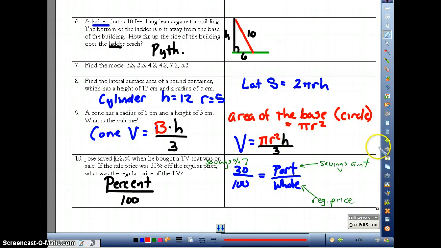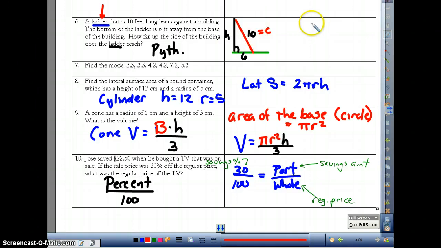Number 6, a ladder. Hey, there's a clue word right there. A ladder that is 10 feet long leans against a building. The bottom of the ladder is 6 feet away from the base of the building. How far up the side of the building does the ladder reach? Okay, if it's leaning, it just made a right triangle. I'm going to use the Pythagorean theorem. A squared plus b squared equals c squared. My longest side, my hypotenuse, is my c. Go through that, do h squared plus 6 squared equals 10 squared.